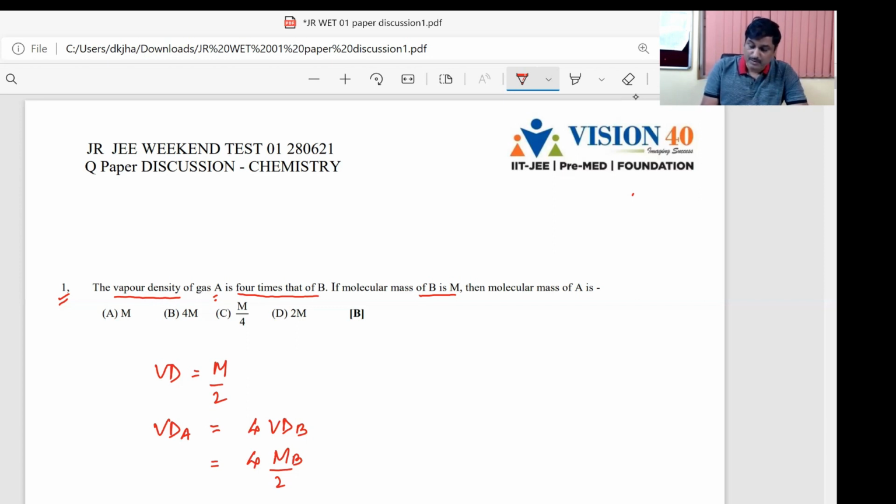And here, we also have to find the molecular mass of A. So we write the molecular mass of A by 2 instead of Vd of A. So what we get finally is that the 2 and 2 cancel. So the molecular mass of A is 4 times that of B. As per the question, if the molecular mass of B is M, then the molecular mass of A is 4 times that, so the answer is 4M. Okay, fine. Good. Move to the next question.